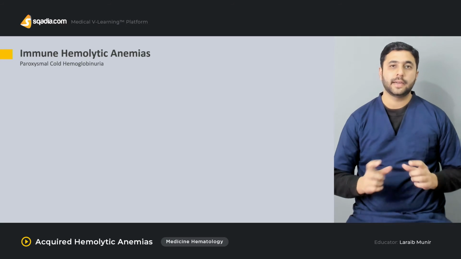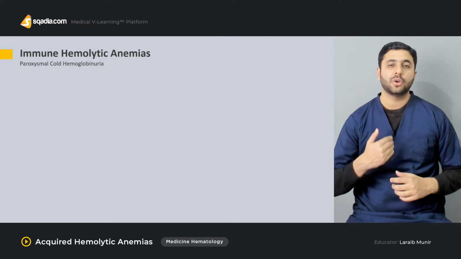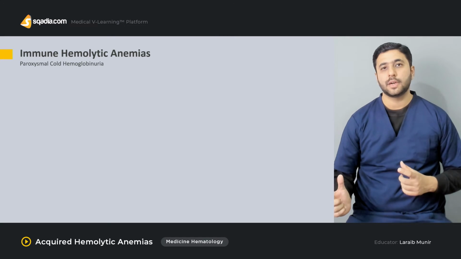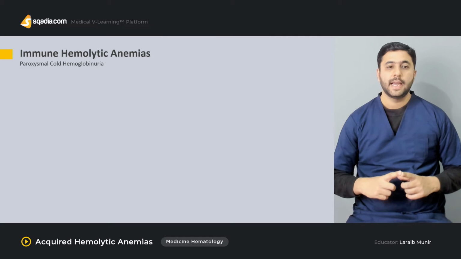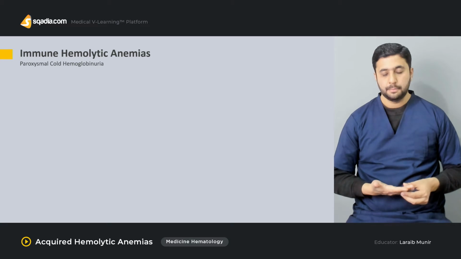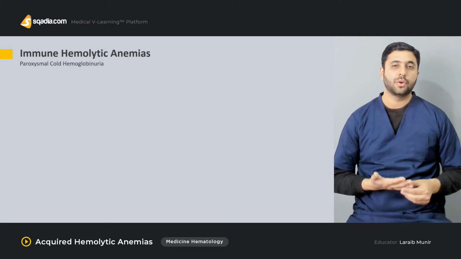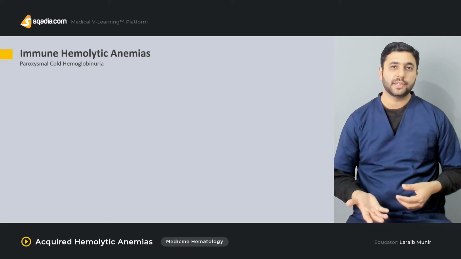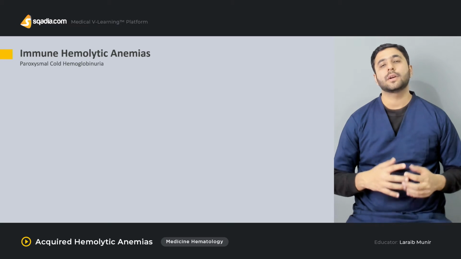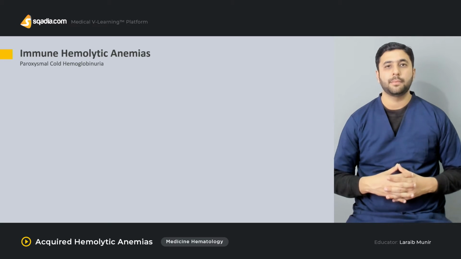Paroxysm means there are certain periods, so this disease does not occur continuously. There are certain relapses or short-term periods over which this disease occurs. And cold hemoglobinuria basically indicates that this occurs at lower temperatures, or in the part of the body where the temperature is generally cold, for example, in the toes and the digits. This disease generally occurs in children, and it can cause an acute or rapid hemolysis.